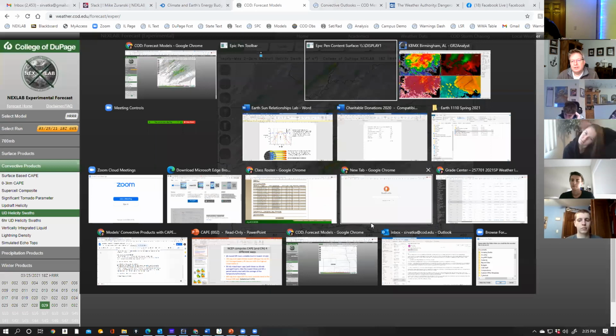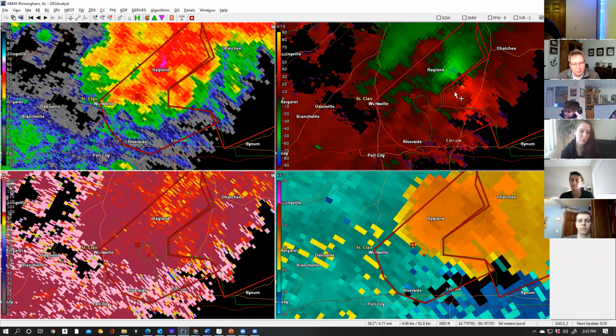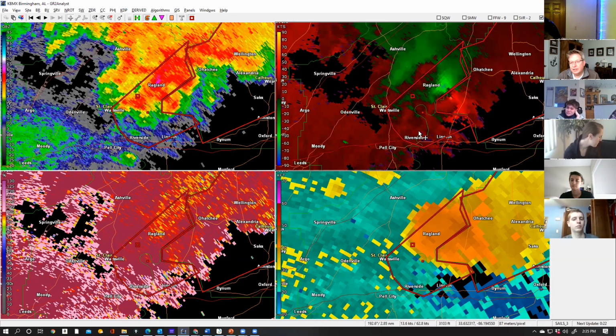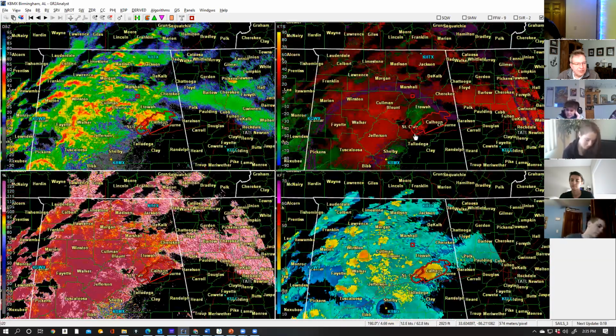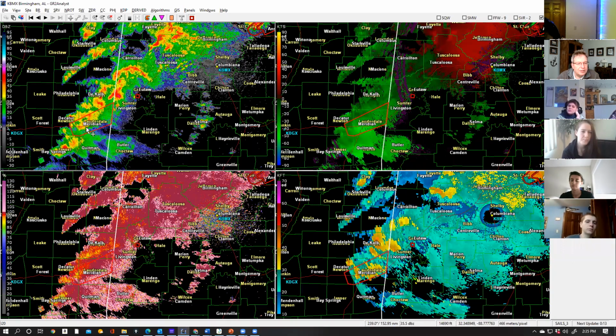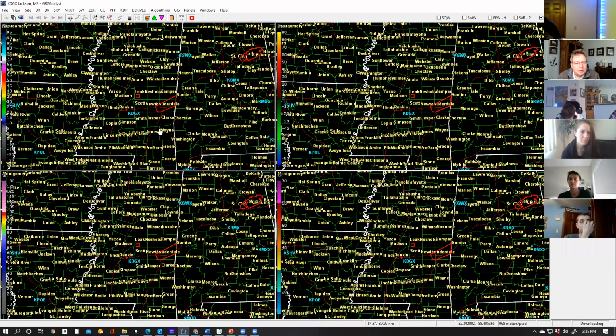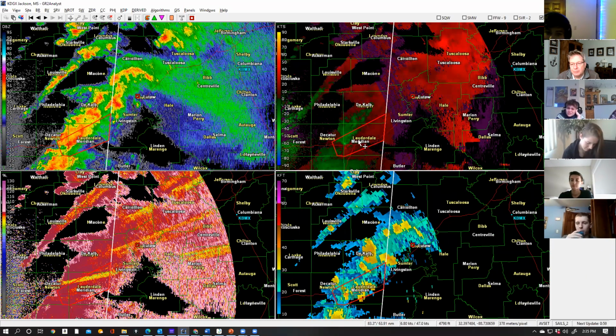What's going on with that storm? Strong right there. But I don't see a debris signature really strongly. And that's it. Those are the only tornado warnings. Oh, I guess there's one way down here someplace. Let's see what this one looks like. Well, that's impressive.